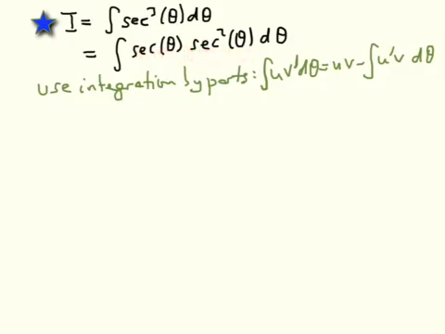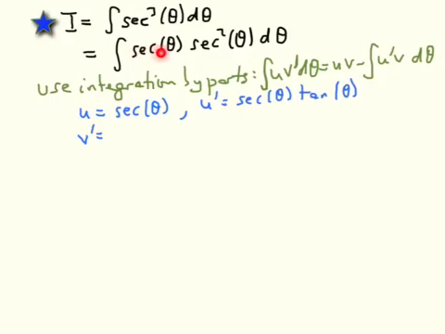So what we're going to do now is say that u is sec theta, and that means that u prime, using the standard result that we should really know off by heart that was mentioned on the previous slide, u prime is sec theta multiplied by tan theta. V prime is the other factor in our initial integrand here, so it's sec squared theta, and the integral of that, v, is the tangent of theta.